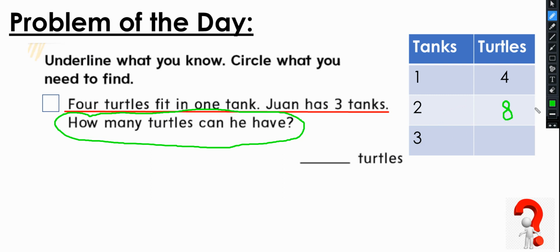What about in 3 tanks? So we again have to skip count by 4. So 8 plus 4: 9, 10, 11, 12. So the pattern is 4, 4, and again 4. It's as if we are skip counting by 4: 4, 8, 12. So how many turtles can Juan have? He can have 12 turtles.